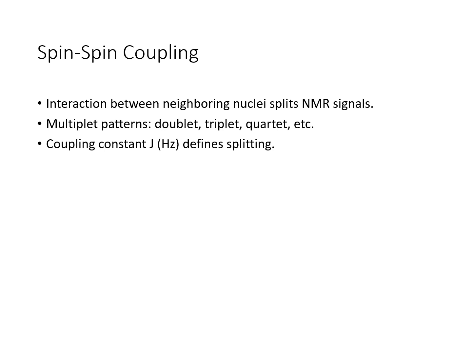Spin-spin coupling. NMR signals can split into multiplets. This splitting occurs because neighboring nuclei influence each other. This results in patterns like doublets, triplets or quartets. The spacing between peaks is called the coupling constant, or J value.